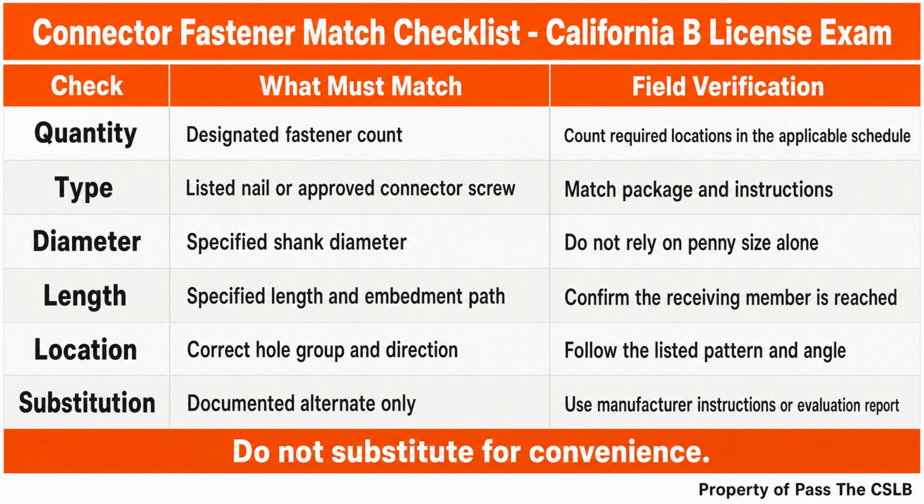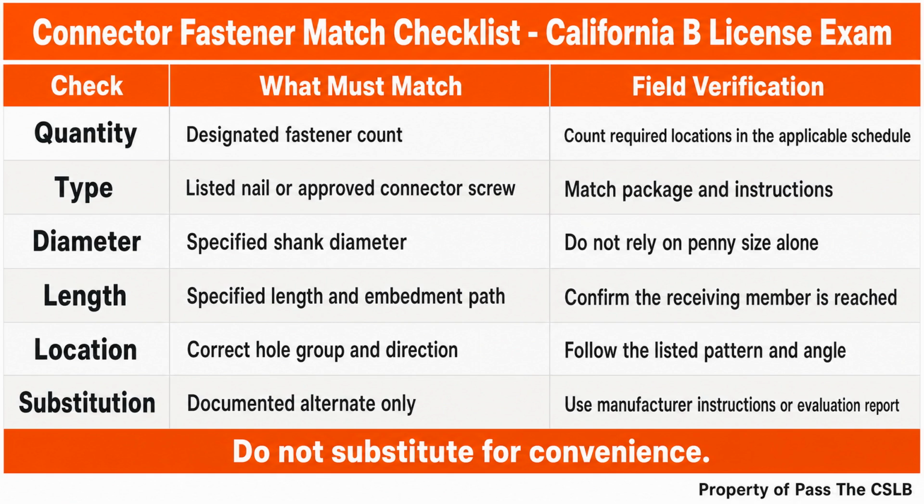Check quantity, type, diameter, length, and location. Those 5 checks catch most of the shortcuts described in the research report. Looking at this checklist, the order matters less than the completeness. Quantity asks whether every designated fastener location required by the instructions is filled. Type asks whether the connection uses the listed nail or a specifically approved structural connector screw. Diameter asks whether the shank matches the specification. Length asks whether the fastener reaches the intended receiving member. Location asks whether each fastener is in the correct hole and driven in the intended direction.